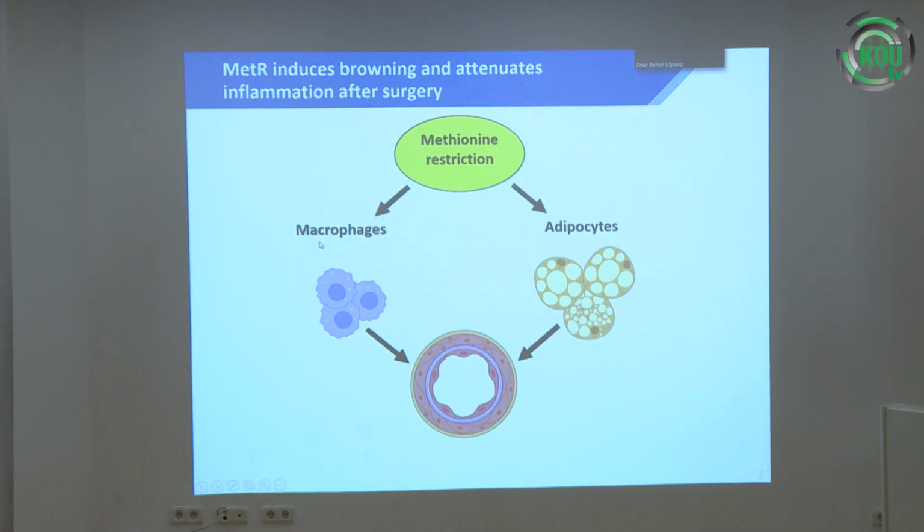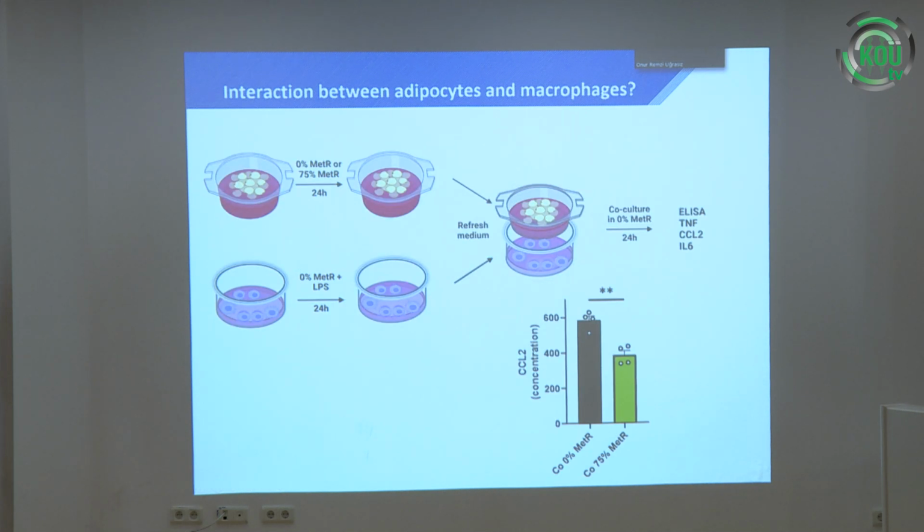So, like I said, there is an inflammatory component and there is a browning component, but then the reviewer came with the question: what about the link between the two of them? Do the adipocytes have an effect on the macrophages, and maybe vice versa as well? So what we did, we cultured macrophages and stimulated them with LPS, and simultaneously we put adipocytes on methionine restriction for 24 hours. Then we refreshed the medium and put them together in a co-culture system.